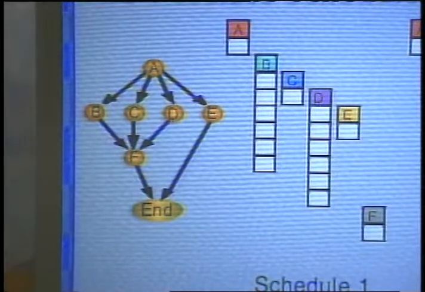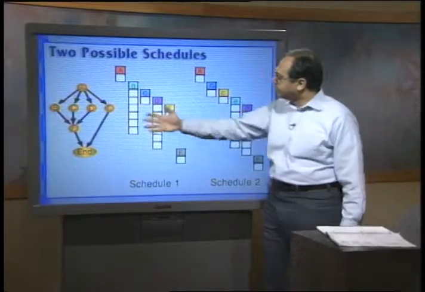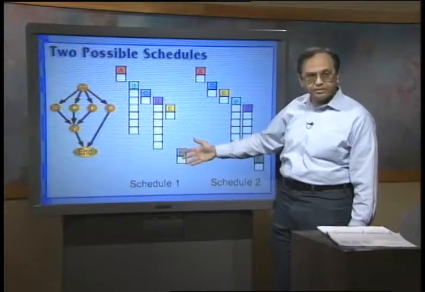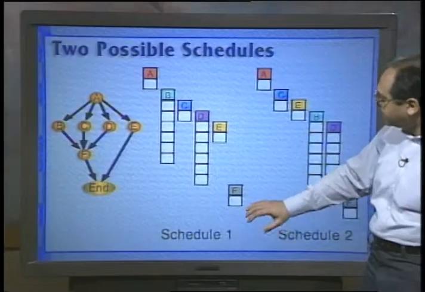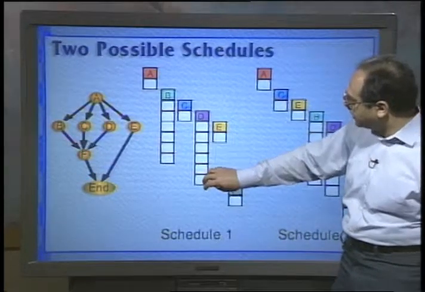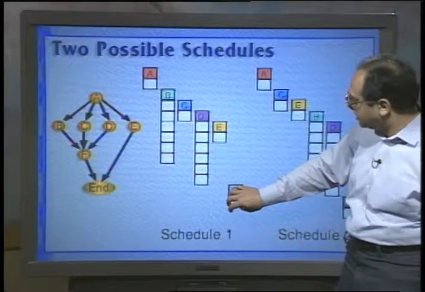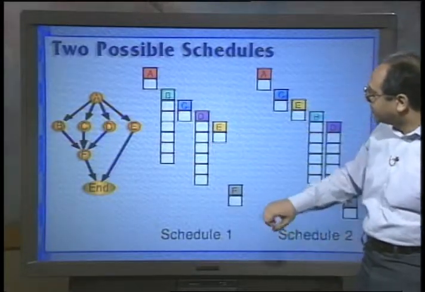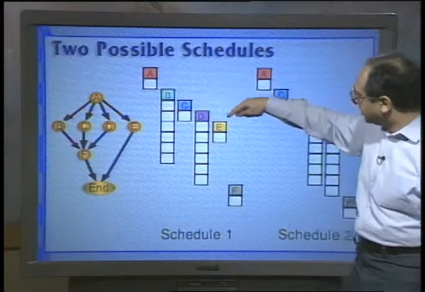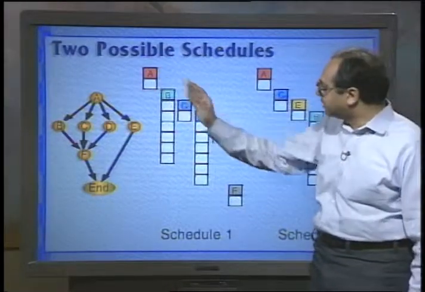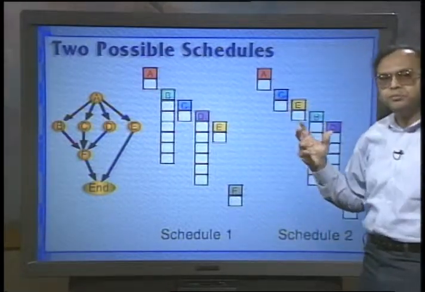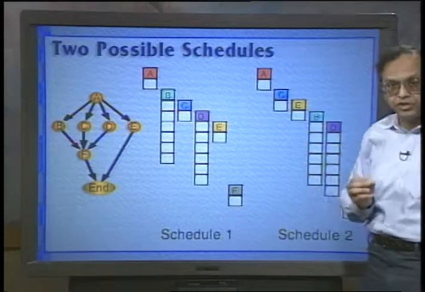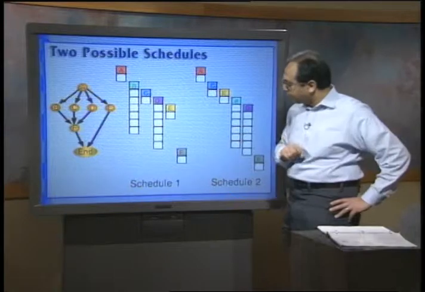Here are 2 legitimate schedules for the same graph. In one, we schedule A, B, C, D, E, and F in this order. And since F is dependent on B and D, it can't start until these have finished, whereas these are all independent of one another and can start one every cycle. So I'm also assuming here that this machine is capable of only initiating 1 operation a cycle.